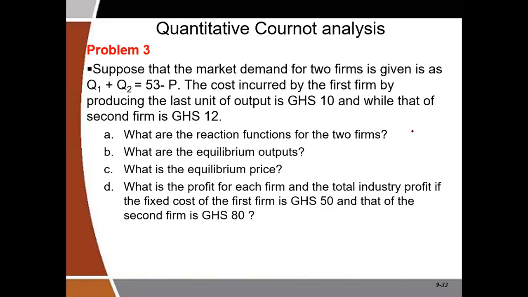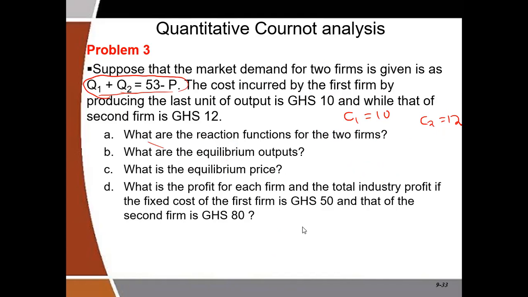So what are the reaction functions for the firms, the equilibrium output, the equilibrium price, and then the profit if the fixed cost of firm 1 is 50 and that of the second firm is 80? All right, so from this analysis, we can clearly see that our C1 is equal to 10 and our C2 is equal to 12. Remember, we would have to change this demand function into an inverse demand function.